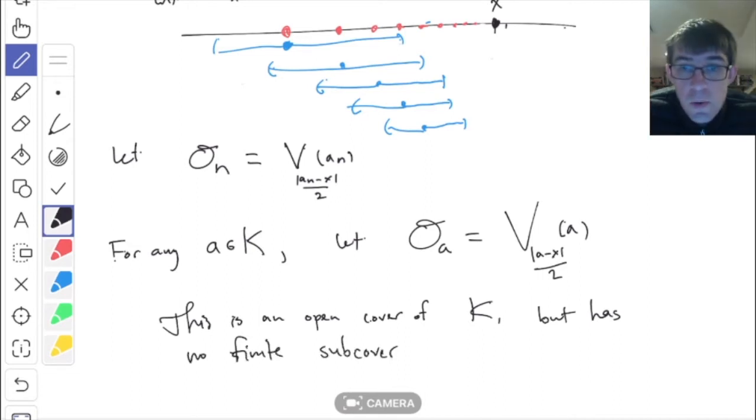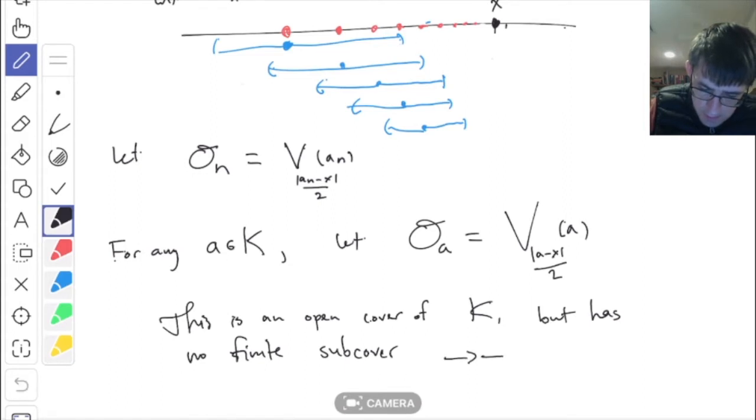Because if I choose only finitely many of those blue sets, I'm going to miss some of the red points. And this is a contradiction with our assumption that any open cover of K has a finite subcover. So this contradicts our assumption about open covers. Remember, this was a proof by contradiction. Assumption that any open cover has a finite subcover.